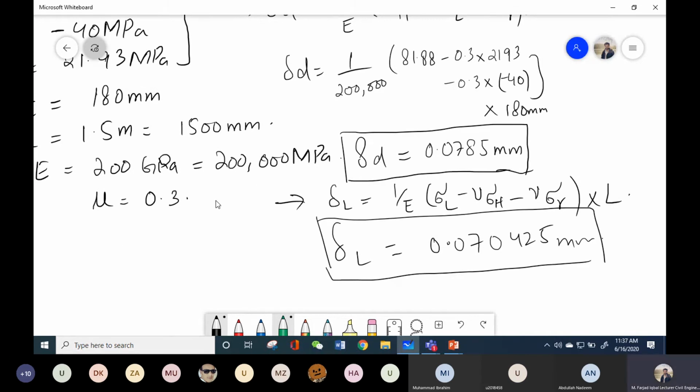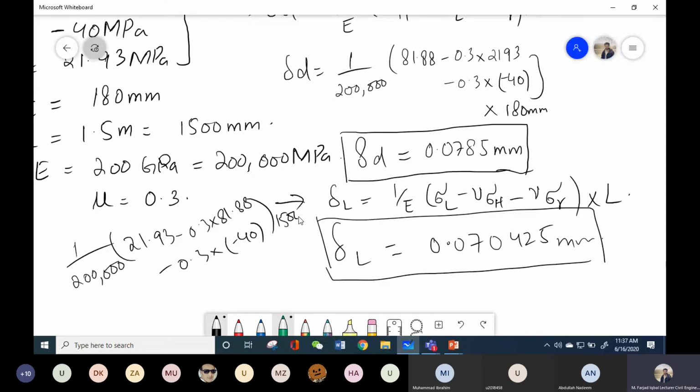You simply have to substitute these values. E is 200,000, sigma L is 21.93 minus 0.3 into 81.88 minus 0.3 into minus 40, and the length is 1500. So if you calculate this, I have just calculated, the final answer is this 0.070. So you can check your answer.